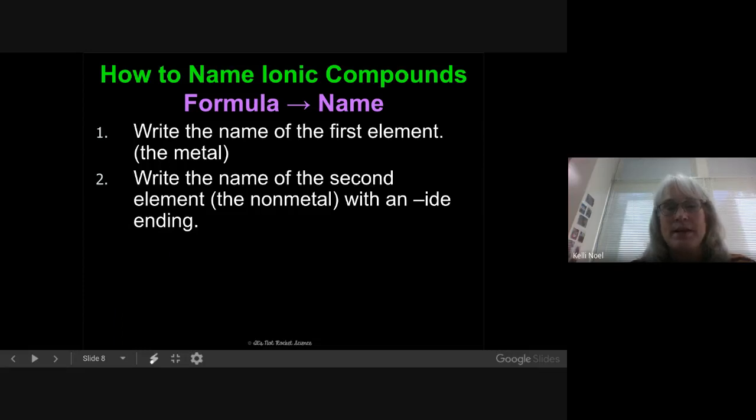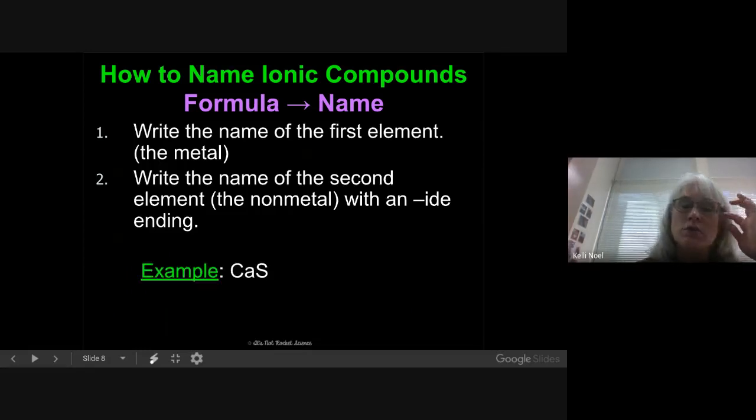For the basic naming, you're going to write the name of the second element, but look at what this says. You're going to change the ending to -ide. Some of you were asking me, well, what's fluoride? What's chloride? Well, that's fluorine, it's chlorine, but when you write the name, you change the second, the nonmetal, to an ending of -ide. It's just what you do for this.